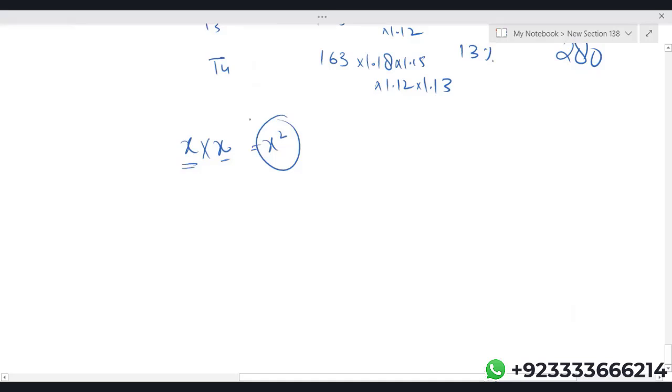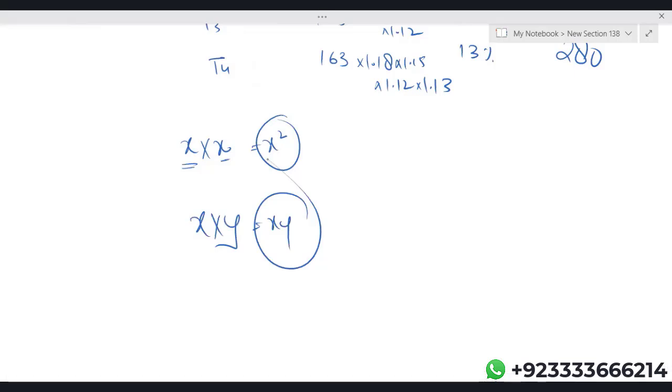It's very simple maths. But obviously, when bases are different, then you cannot add the powers. X multiplied by y will be x and y. It cannot be a power. So in the last question, basically, why are we not taking power? Because inflation is changing every year. Okay, now let's go ahead.